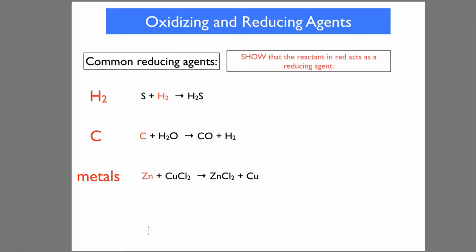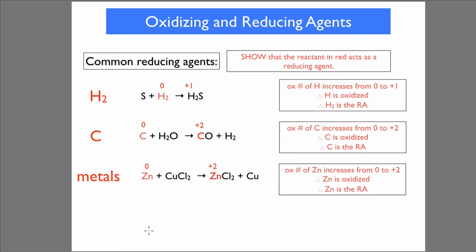Some common reducing agents. Show that the reactant in red acts as a reducing agent. Well, we've got hydrogen reacting with sulfur, you've got carbon as a reducing agent with water, and you've got some metals. You've got zinc as an example, reacting with copper chloride. So here, hydrogen within the hydrogen molecule has an oxidation state of 0, but hydrogen within this molecule has an oxidation of +1. So the oxidation number of hydrogen increases from 0 to +1. Therefore, the hydrogen is oxidized, and therefore the thing it was in, the hydrogen molecule, is the reducing agent.